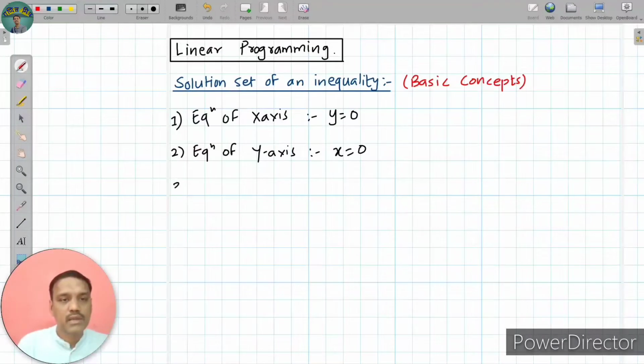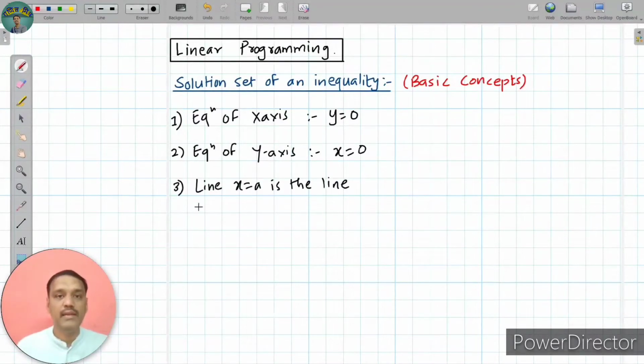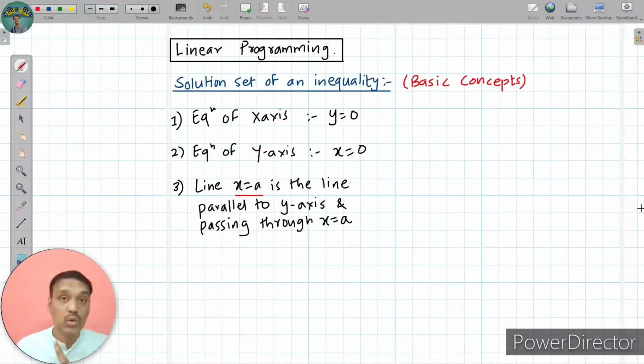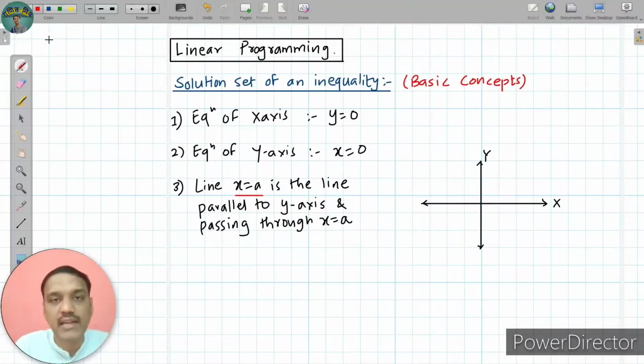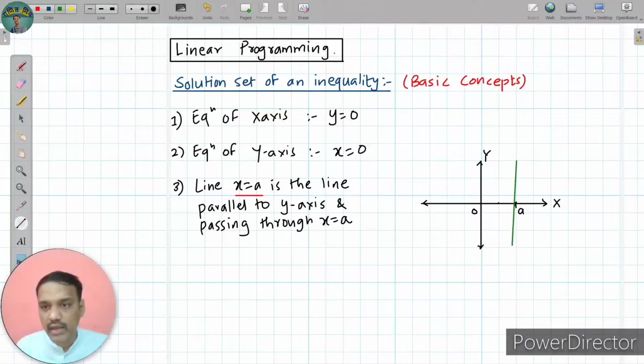Then number 3, the line x equal to a is the line which is parallel to the y-axis and it is passing through x equal to a. Consider the coordinate axes, x-axis and y-axis. Suppose a is some number, maybe positive, maybe negative, so that a is somewhere here. That is, its distance from the origin is a. Then how can you draw the line x equal to a? It is very simple. It is a line parallel to the y-axis, passing through x equal to a. So this is the line.